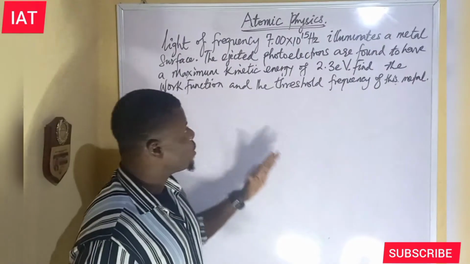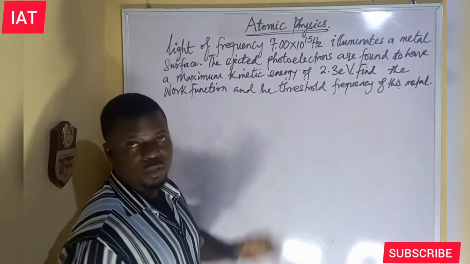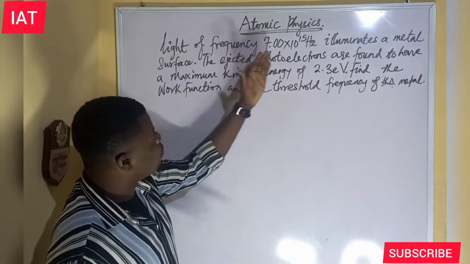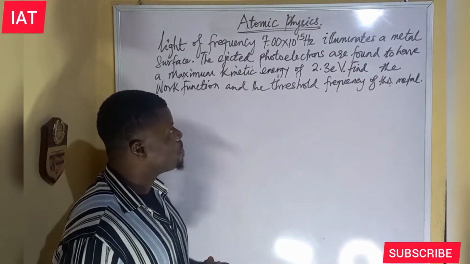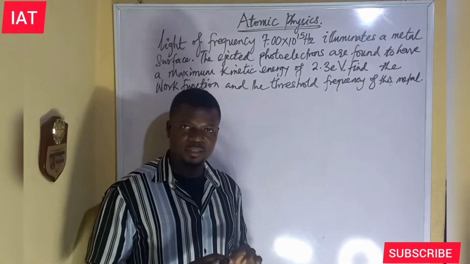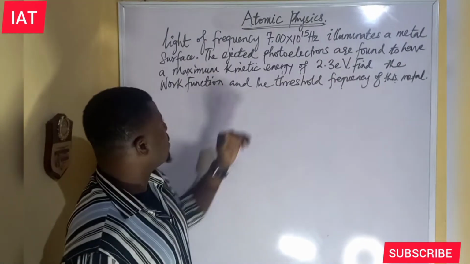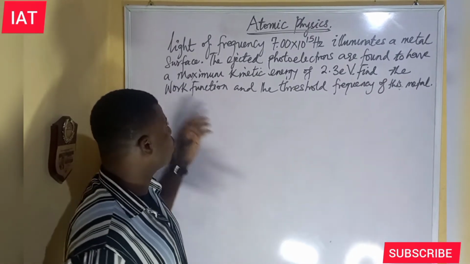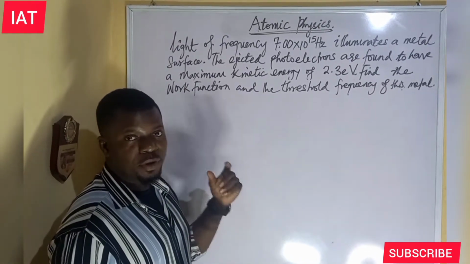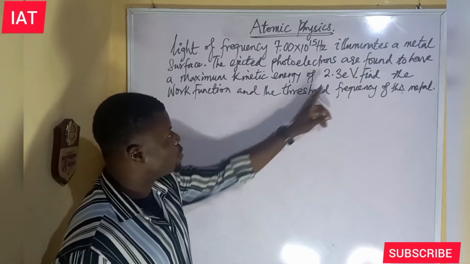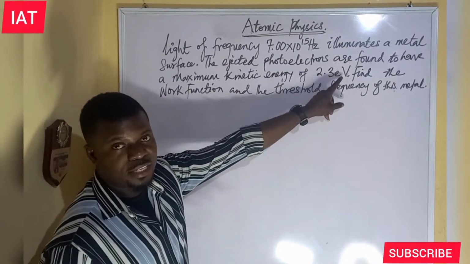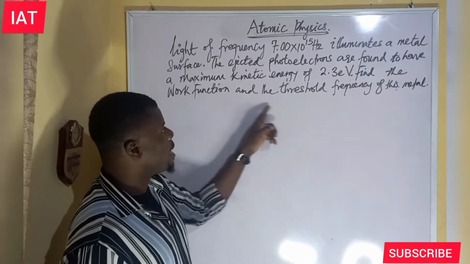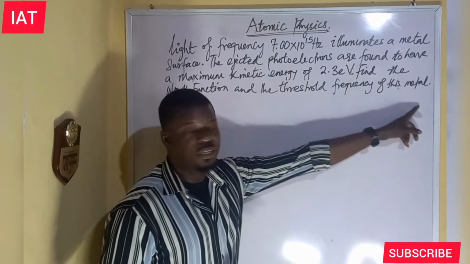In this video, we are going to solve a problem under atomic physics. Light of frequency 7.00 times 10 to the power of 15 Hz illuminates a metal surface. The ejected photoelectrons are found to have a maximum kinetic energy of 2.3 electronvolts. That is the meaning of this eV. Find the work function and the threshold frequency of this metal.